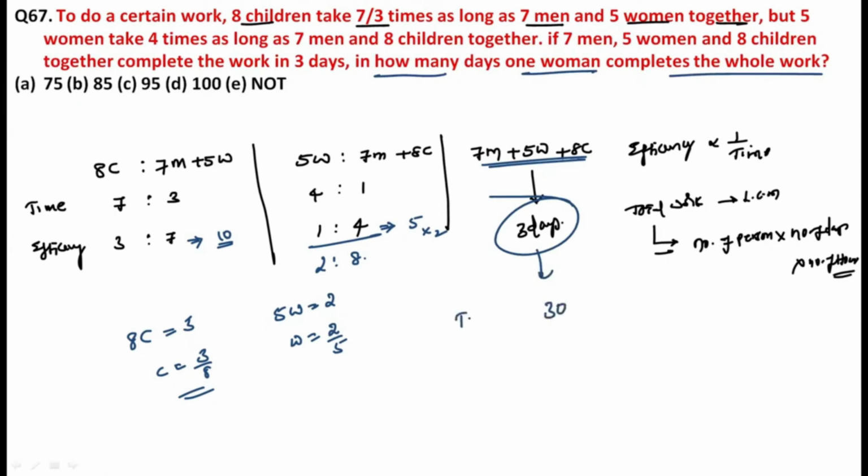Now the total work is equal to 30 units. Now these 30 units are done by one woman alone. So one woman's efficiency is equal to 2 by 5. So 2 becomes 15. 15 5s are 75. Now, one woman can complete the work in 75 days.